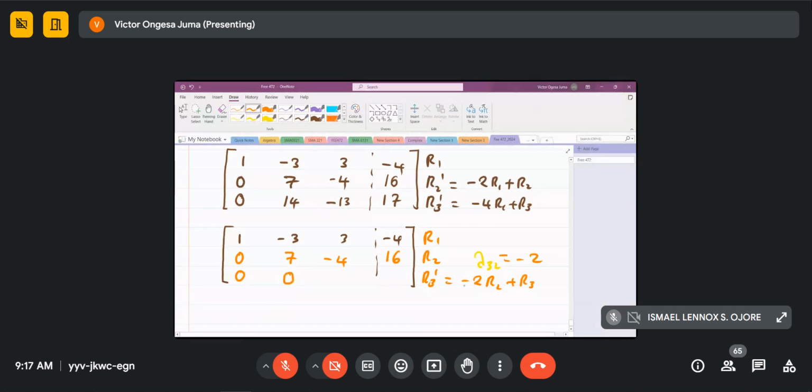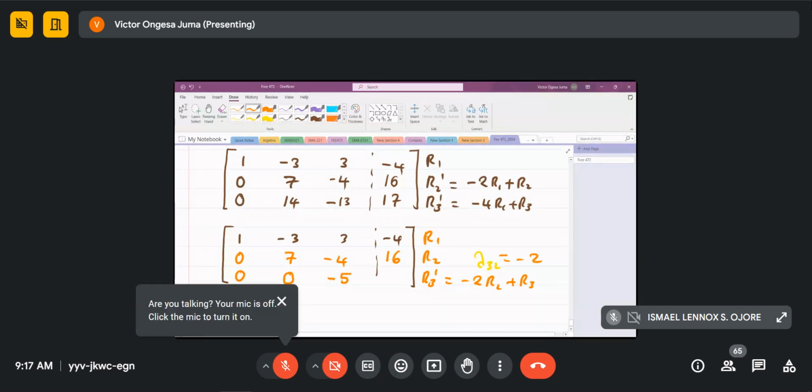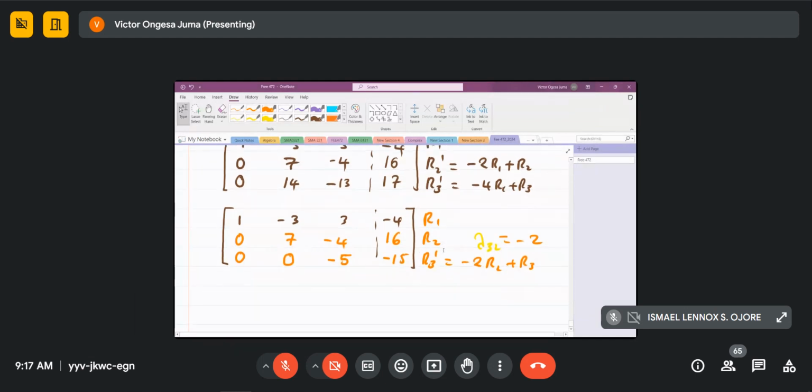And then next is what? -2 times 4, that is 8. 8 minus 13, that's -5, right? And then this -32 plus 17, that's -15. So just confirm that they are correct.